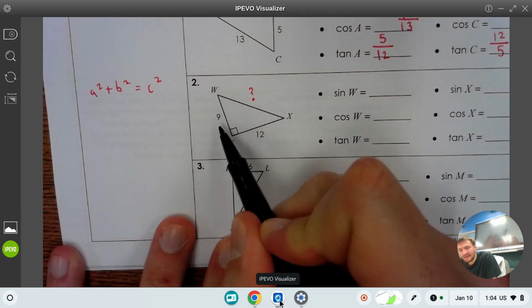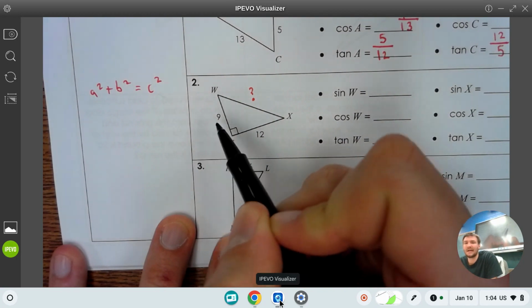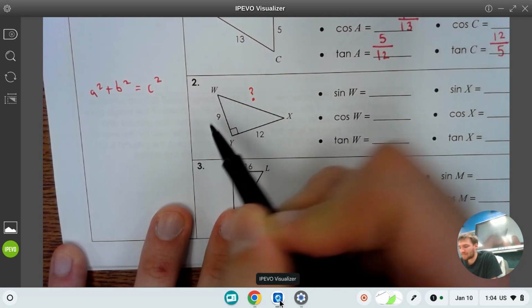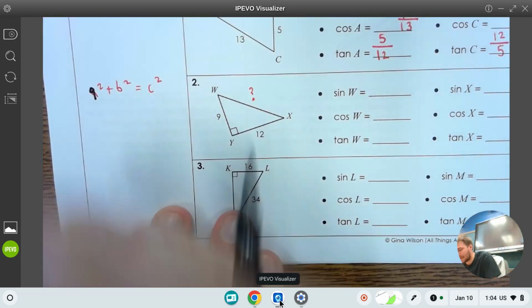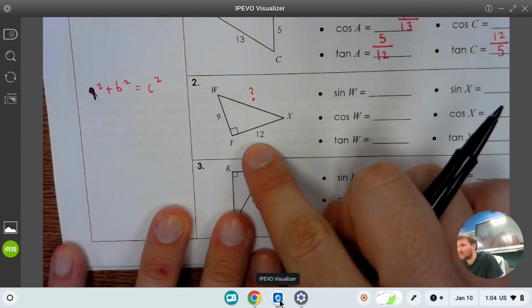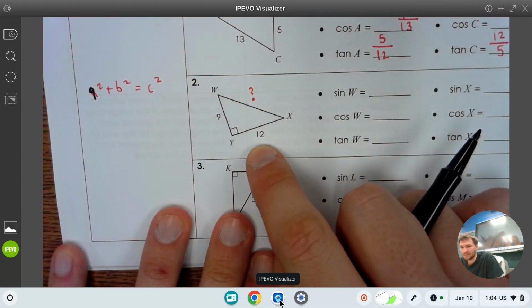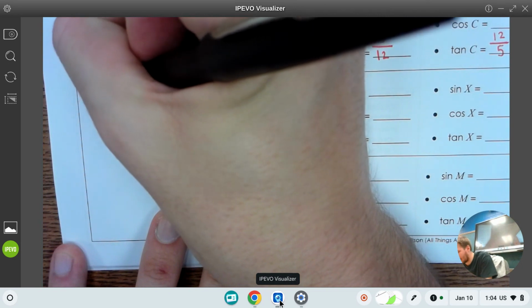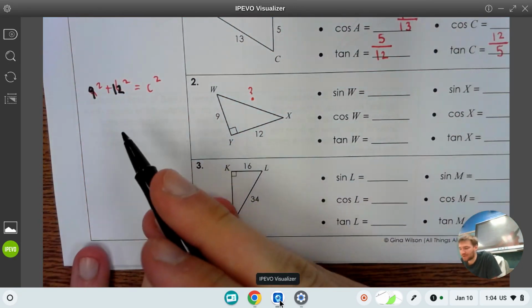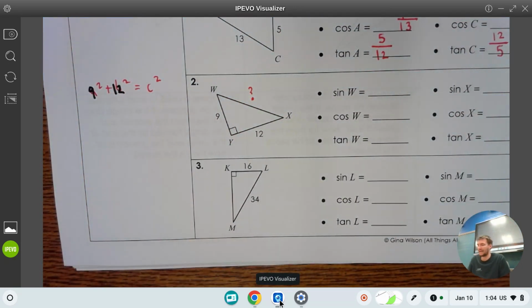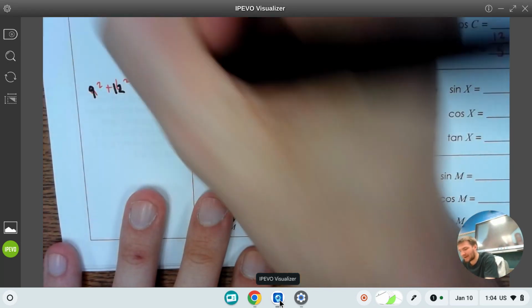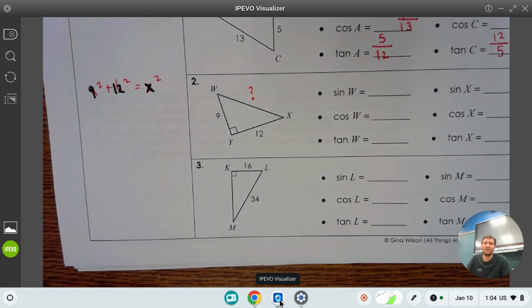The 9, is the 9 a leg or is it a hypotenuse? It's just a leg, so it can go in the A spot. Good enough. What about the 12? Is the 12 a leg or a hypotenuse? It's a leg, so it can go here. And just like we thought, we're trying to find the hypotenuse. Maybe we can put an X here. Doesn't make a whole lot of difference.